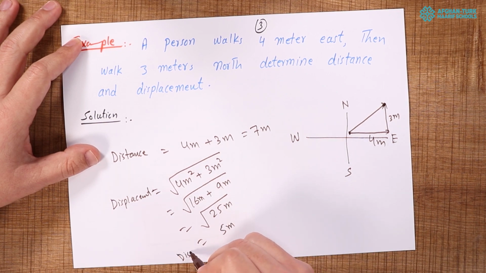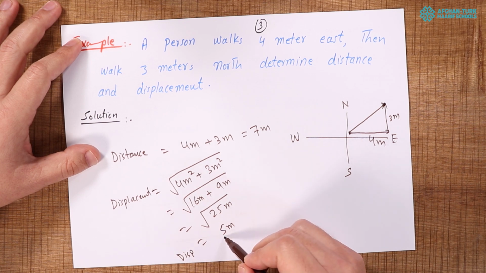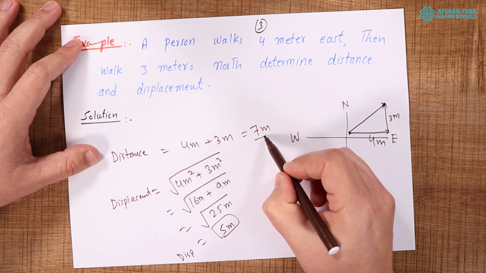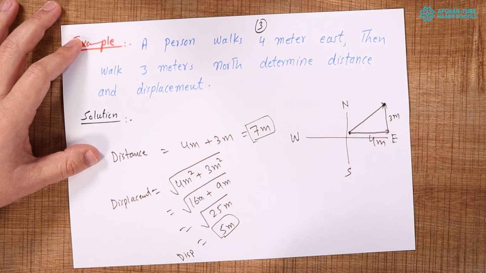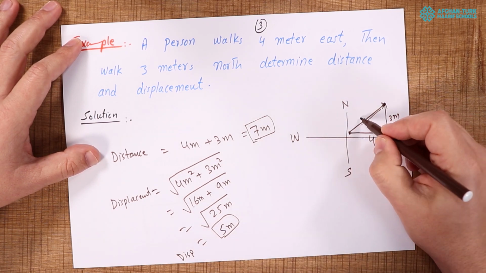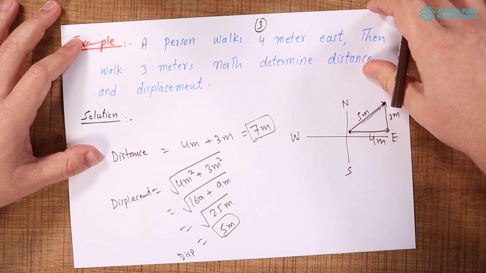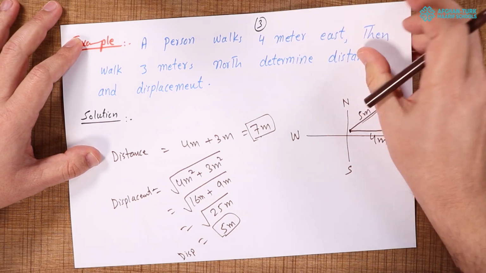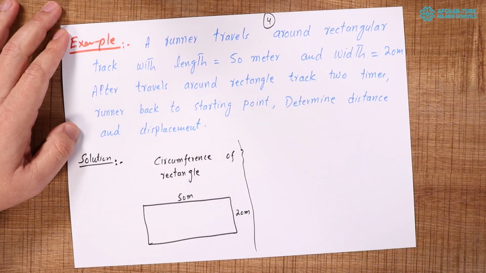So the displacement is how much? 5 meters, and the distance is 7 meters. So this is the difference. This is the longest way and this is the shortest way, 5 meters. Let's see another example.